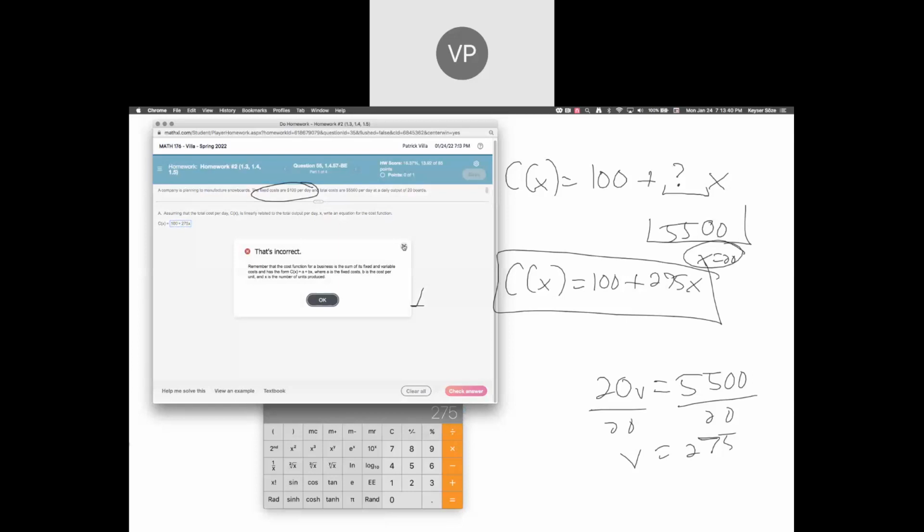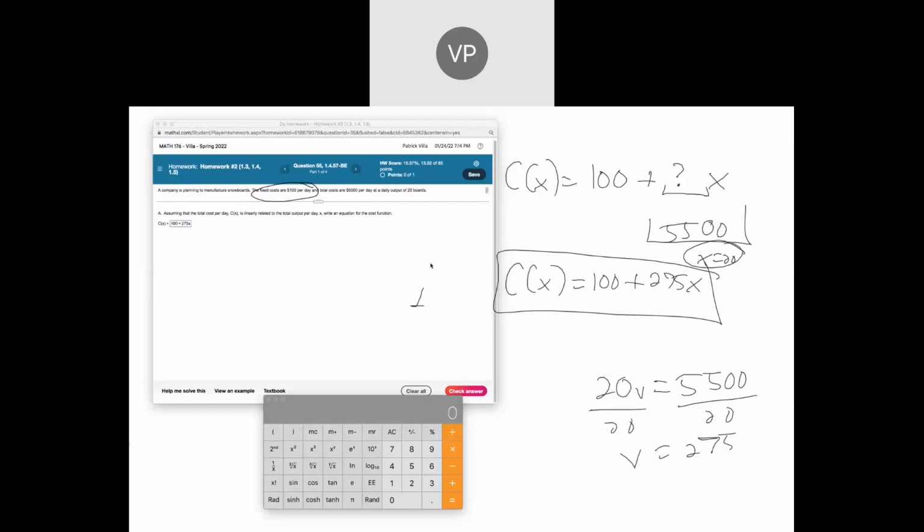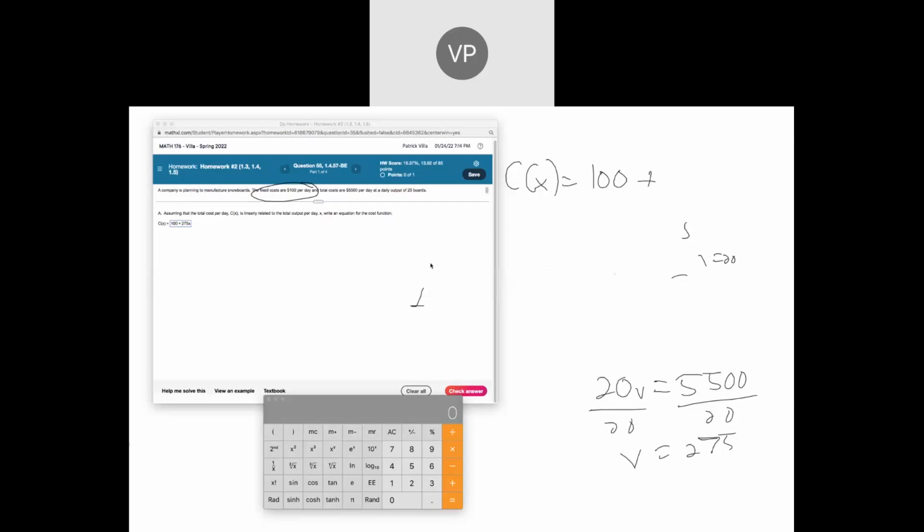Oh, what did we get wrong here? Okay, so let me clarify. I see what I did wrong here. Got to read these words carefully. We know that, let's get to the basic cost model. Okay, there's going to be a variable cost and there's going to be a fixed cost. So we have a fixed cost, and then we have a variable cost, which we're going to multiply by x.